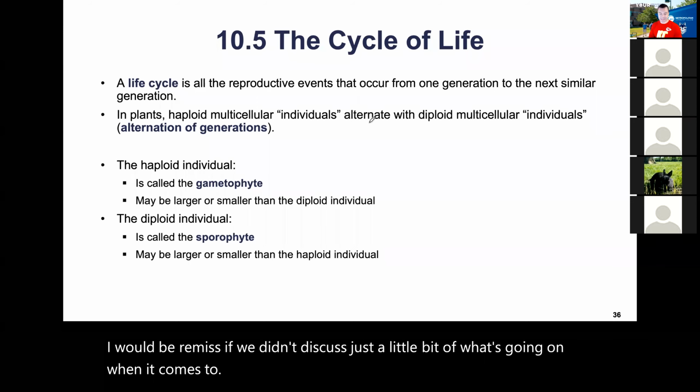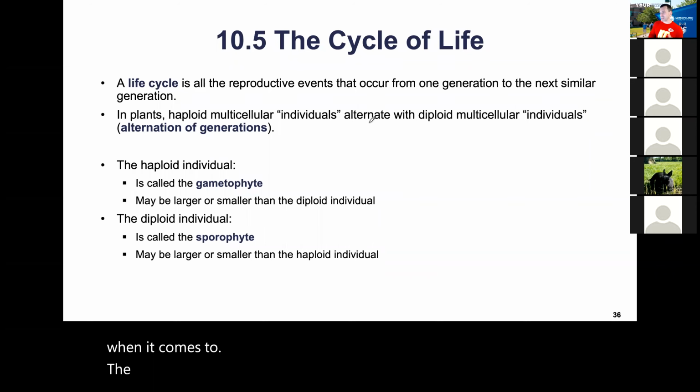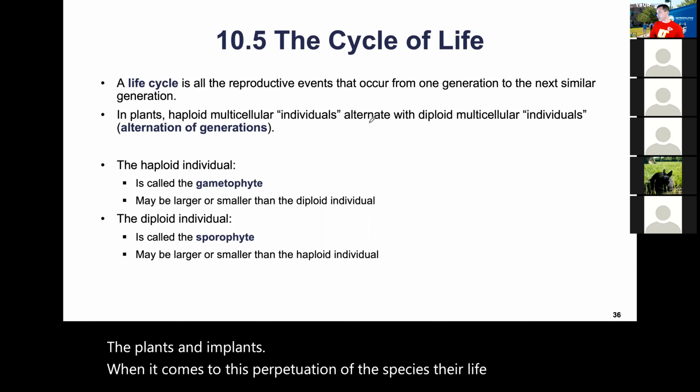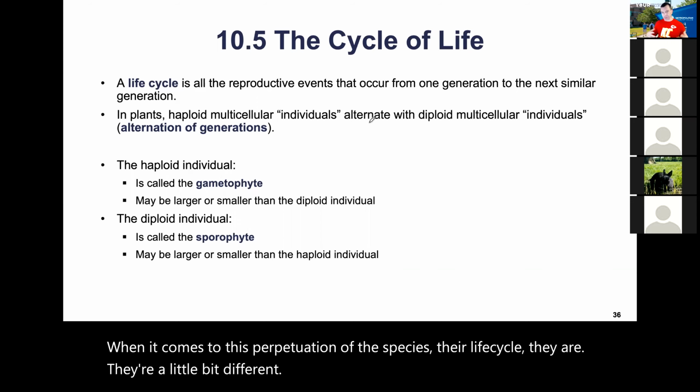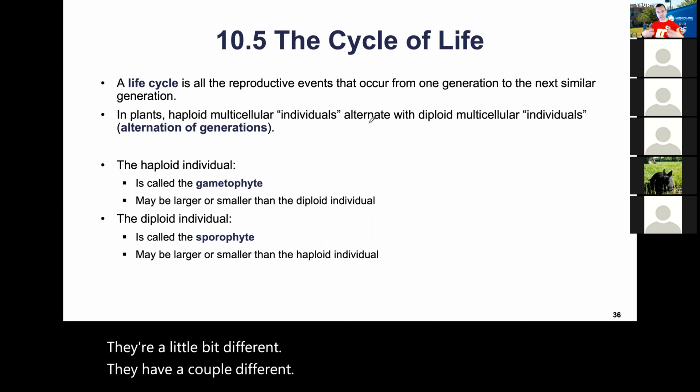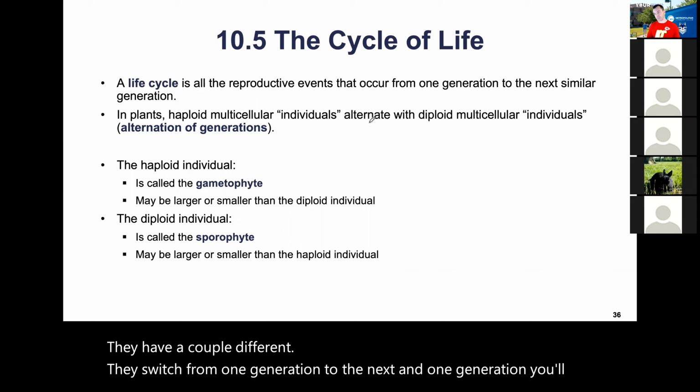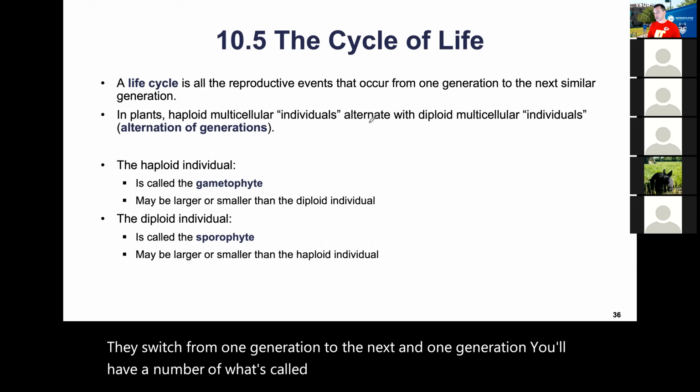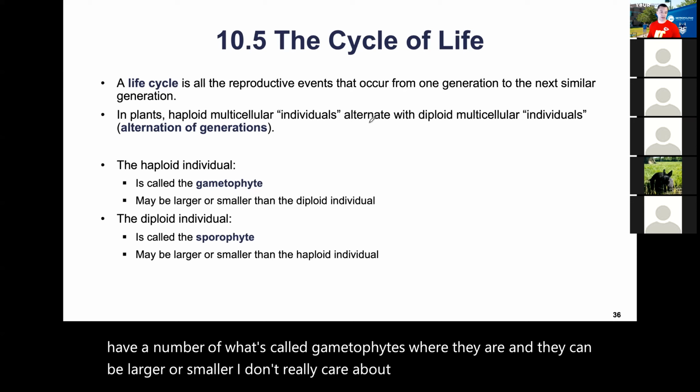the plants. And in plants, when it comes to this perpetuation of the species, their life cycle, they are a little bit different. They have a couple different alternatives. They switch from one generation to the next. In one generation, you'll have a number of what's called gametophytes, and they can be larger or smaller. I don't really care about that. What I care about is what they are.